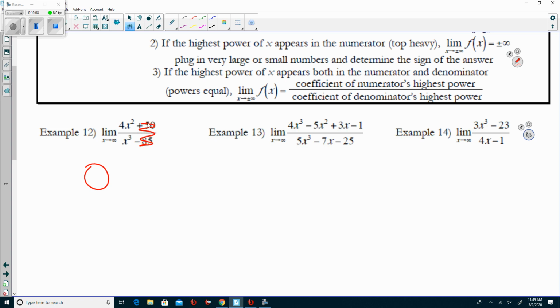Example 2. Key thing, make sure they're in descending order. Is this in descending order? Yes, it is. Same thing here. No worry. Those additional terms have nothing to do with the end behavior. Nothing at all. So now we look at these two. The powers are the same, which is rule number 3. Therefore, it's 4 over 5. That's it.